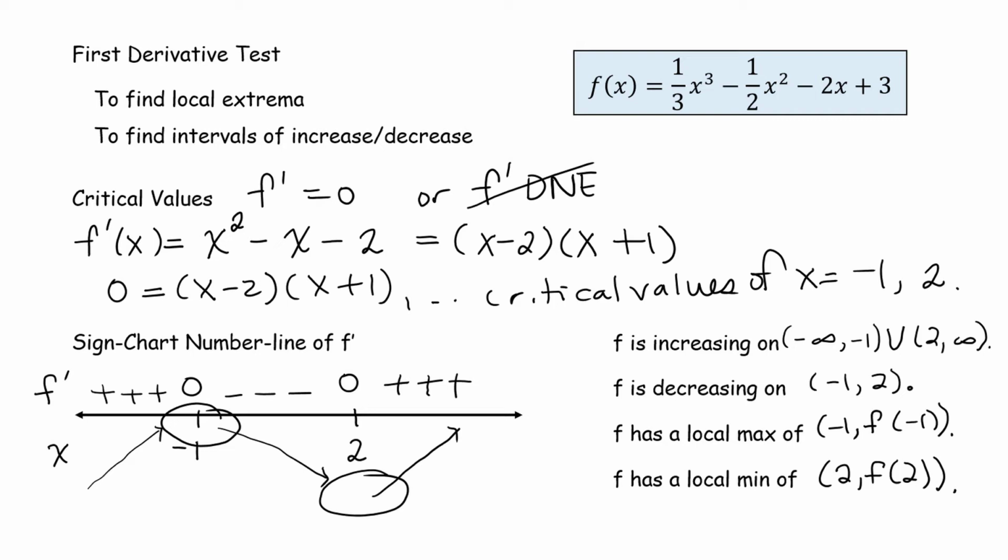Let's go ahead and compute f of -1. f of -1 evaluated in the function, 1/3 times -1 cubed minus 1/2 times -1 squared minus 2 times -1 plus 3, gives us the fraction 25/6. And for f of 2, evaluated in the function, 1/3 times 2 cubed minus 1/2 times 2 squared minus 2 times 2 plus 3, that gives us the output of -1/3. We'll need those ordered pairs when we graph our function.